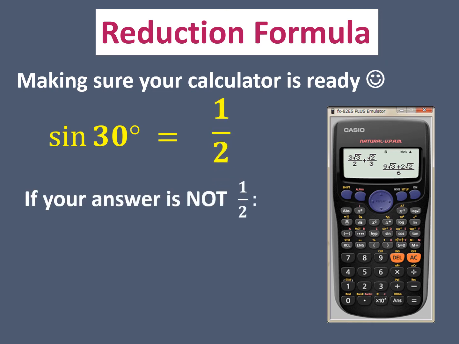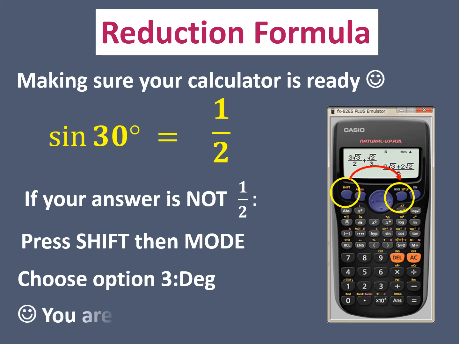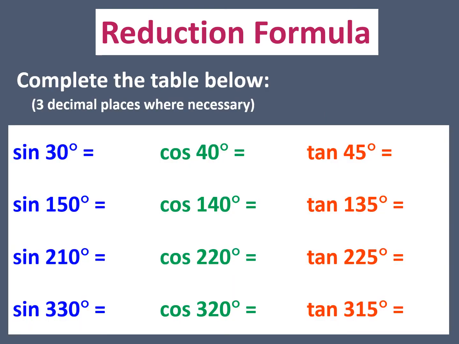If it is not a half, you will need to do the following. Press Shift, then Mode, and choose option 3, degrees. And this will change all your calculations to degrees. And you're now ready to go. So you should try sine 30 again, and hopefully you get a half.